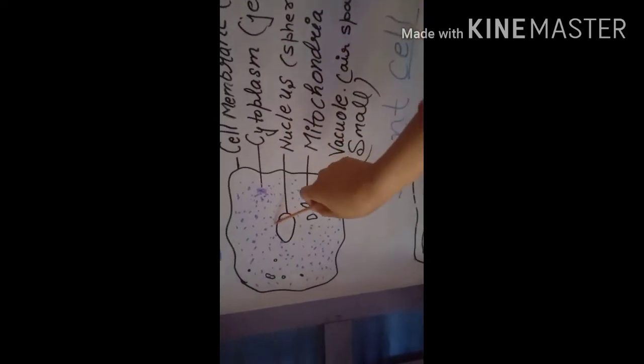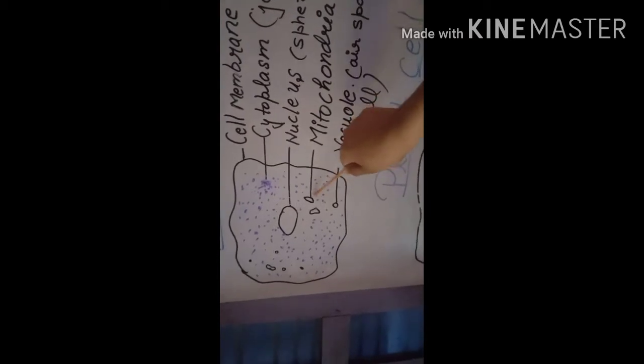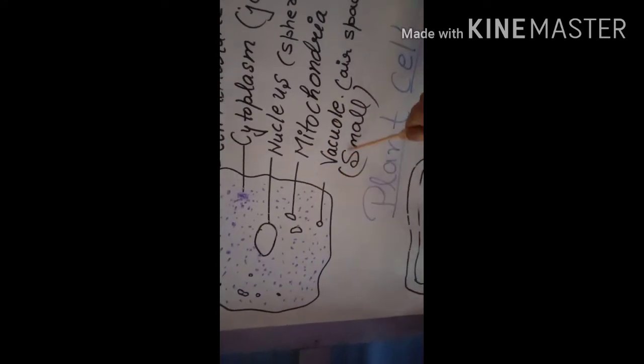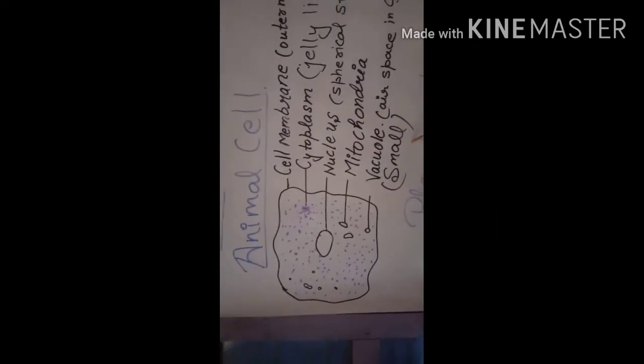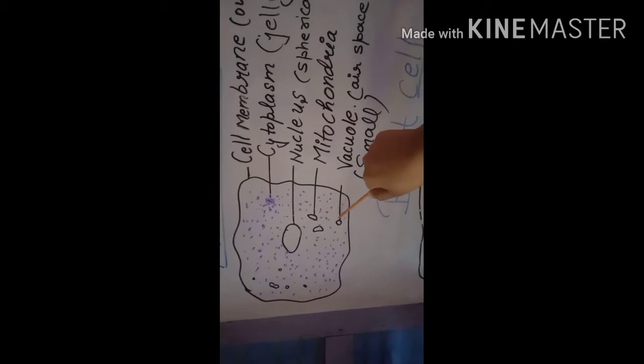And this is the nucleus, present here at the center of the cell. And these are the mitochondria, which are also known as the powerhouse of the cell. They store energy for the cell. And these are vacuoles that are small in the animal cell as compared to the plant cell. These vacuoles are air filled. Understood? You can see it clearly.